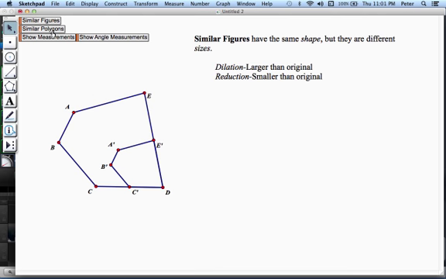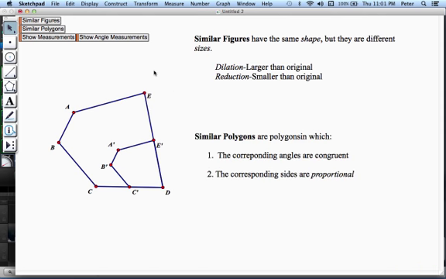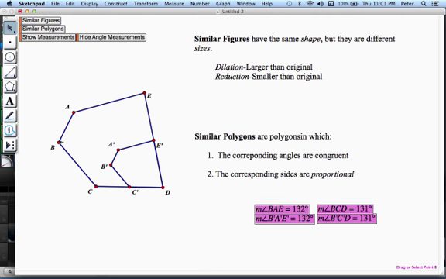In fact, if we were to take a look at the definition of similar polygons, we see that similar polygons are polygons in which the corresponding angles are congruent. And just looking at 2 different pairs, we can see that angle BAE in the larger pentagon is equal to angle B prime, A prime, E prime in the smaller pentagon. Same means angle BCD in the larger pentagon is congruent to angle B prime, C prime, D prime in the smaller pentagon. So similar polygons have corresponding angles that are congruent.